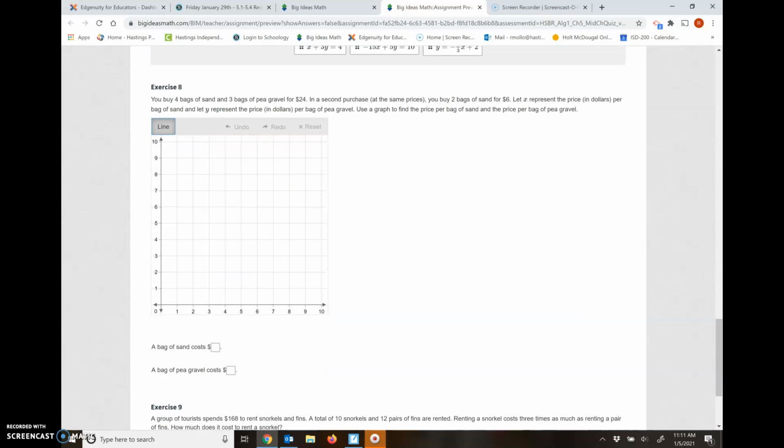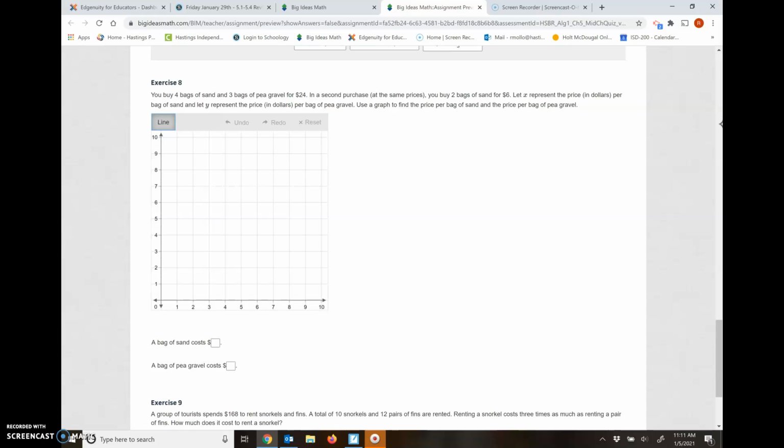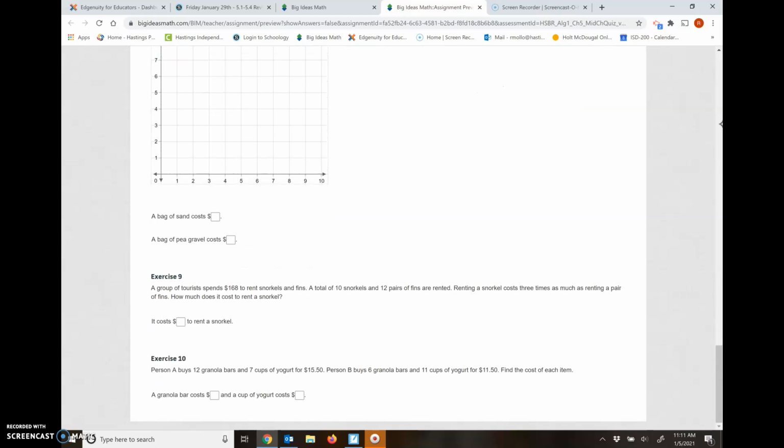8, 9, and 10 are kind of word problems, but kind of the same thing. So you're either writing an equation, or some of you will write it out logically on how you would solve each question. So you're trying to find how much a bag of sand costs and how much a bag of gravel costs on number 8. Number 9, you're trying to see how much it is to rent just a snorkel. I remember this problem from last year. Some kids are putting in how much the fins are. So this one just has one answer. How much is it to rent the snorkel, not the fins? And then 10, kind of the same thing. You're trying to figure out how much granola bars and yogurt cost.